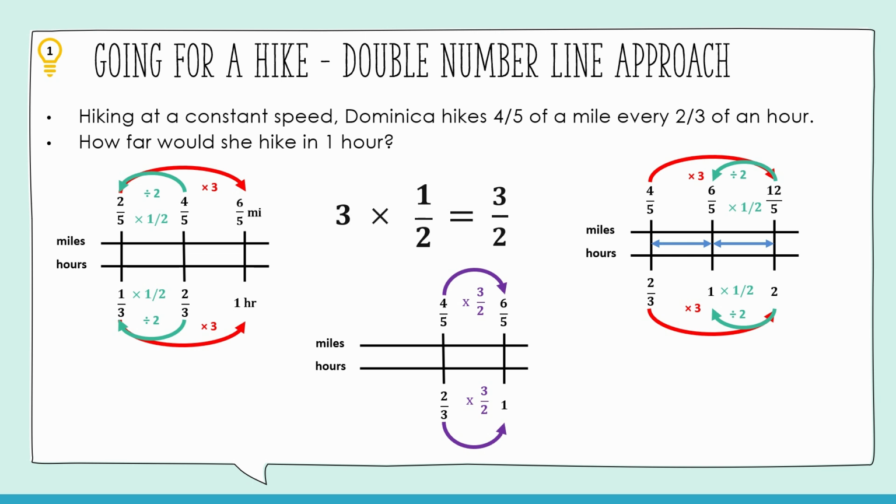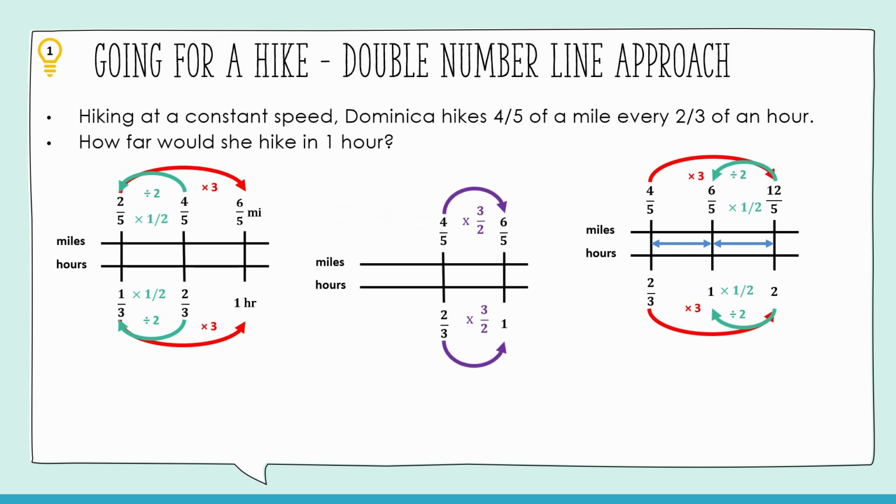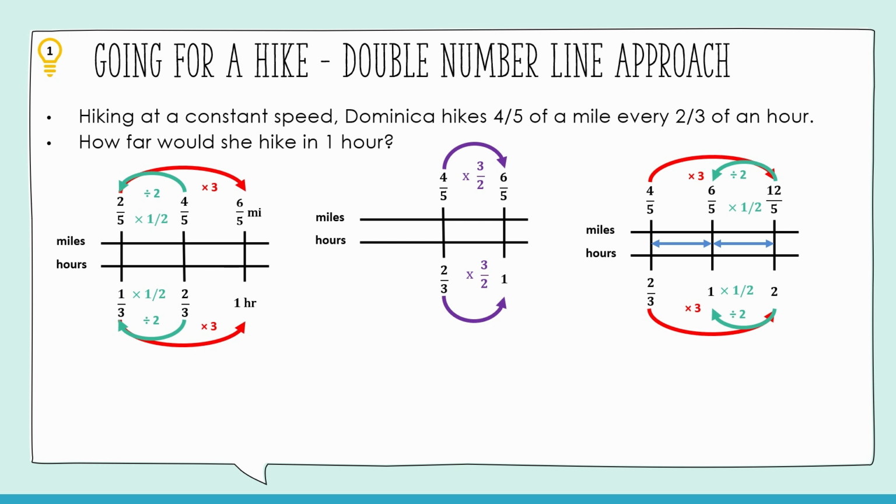Another more computational way to see this is to recognize that determining how far she hikes in 1 hour is actually determining her rate or speed in miles per hour. We can find this rate by setting it up as a quotient.